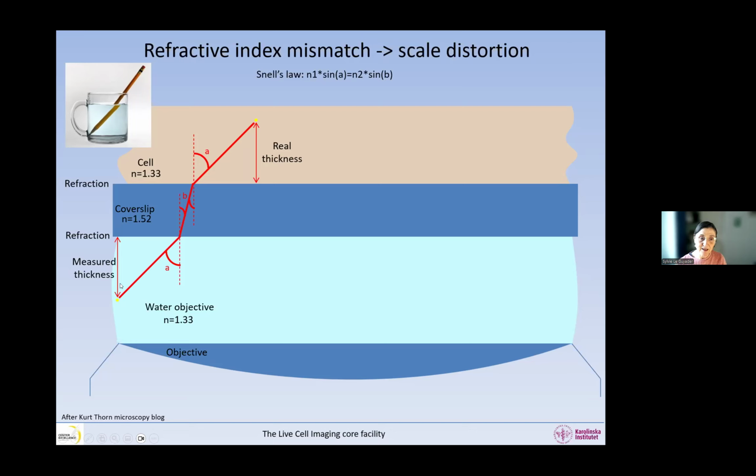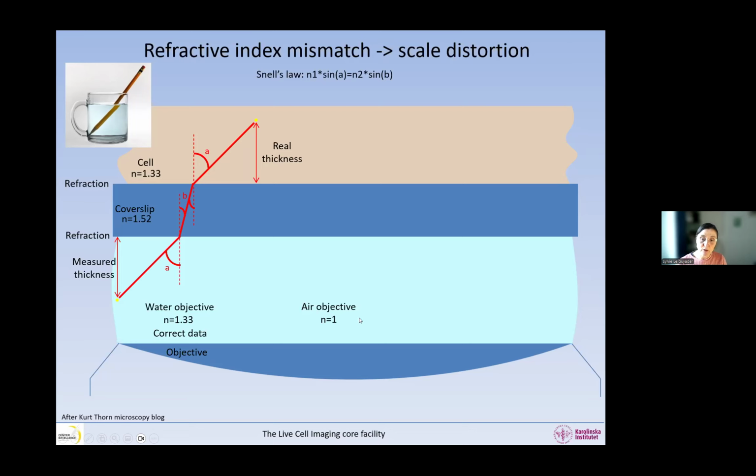Because we have the same refractive index here and here, we're matching the refractive indices of the objective and of the sample. Even though we have refraction at the cover slip, because the angles are the same, we get the correct measurements. Good, so we get correct data in here.